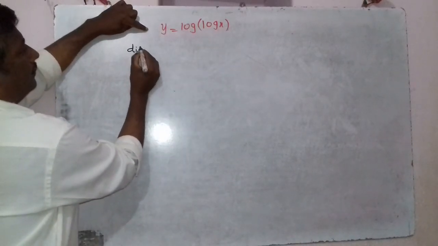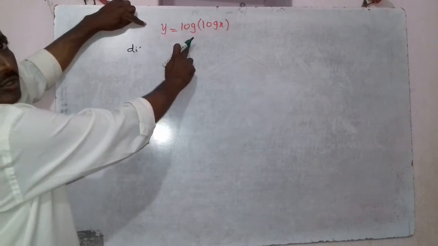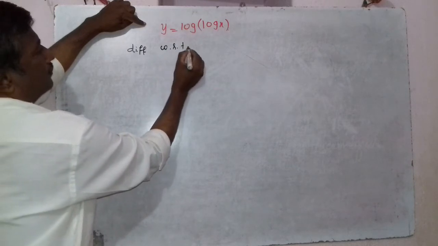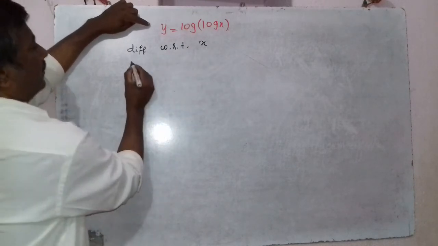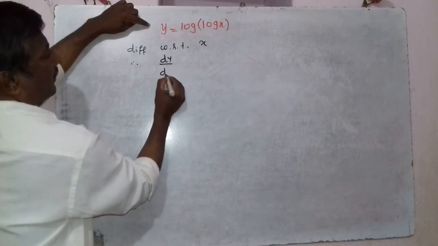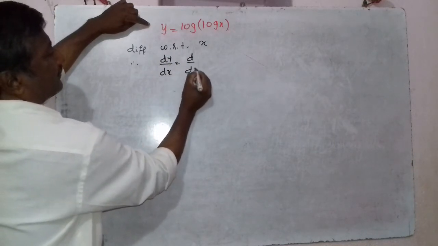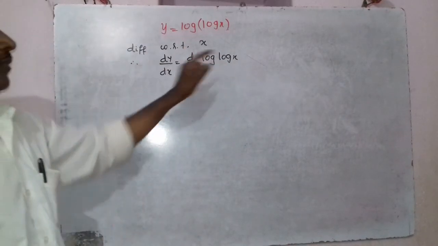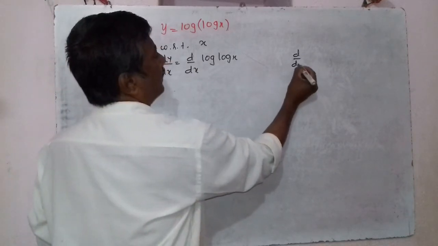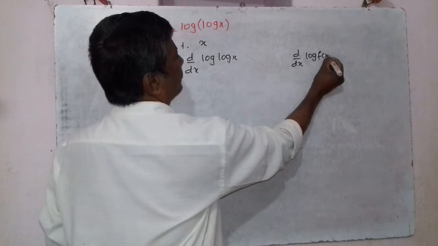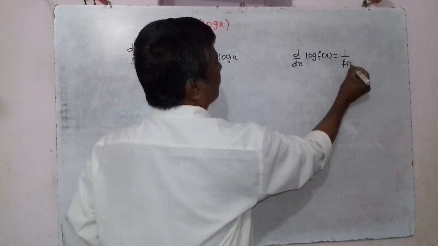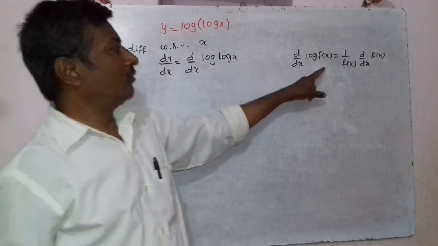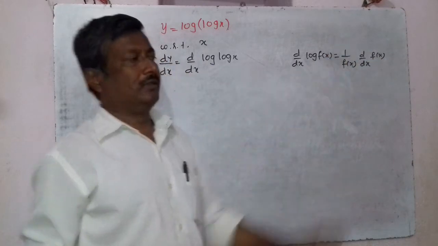Differentiate. So first consider y equal to log of log x. Differentiate with respect to x. Therefore, dy upon dx equal to dy dx of log of log x, that is, dy dx of log fx equal to 1 by fx dy dx of fx.